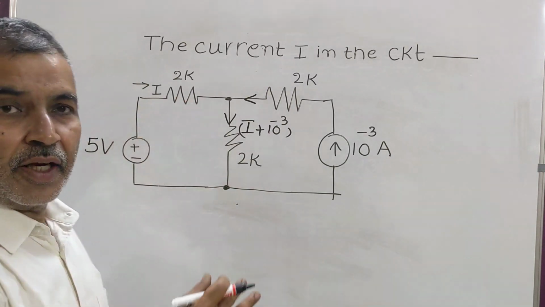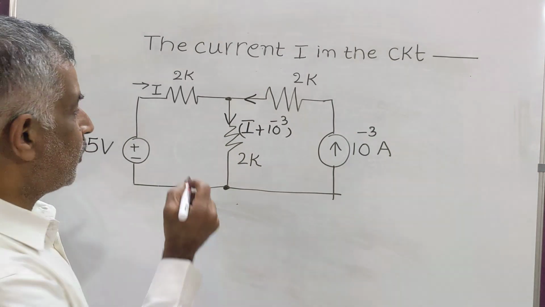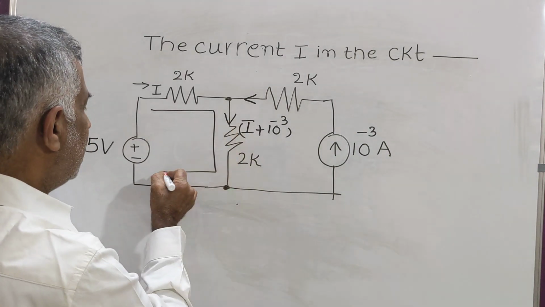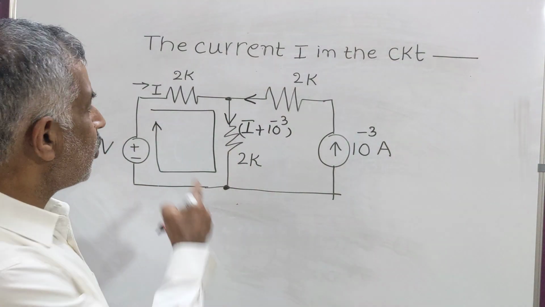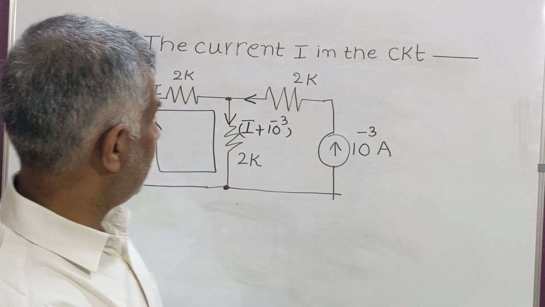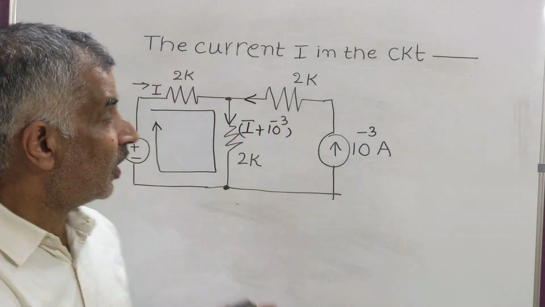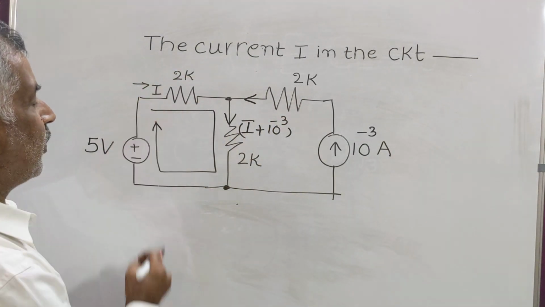Now, having written current in all the branches, you apply KVL to any closed path. Now I will apply KVL to this closed path. You can also apply KVL to this one also. But if you choose this closed path, there is no current source. That is why I am taking this closed path.